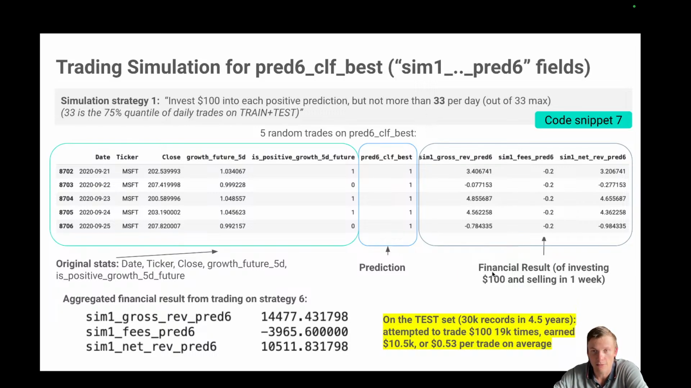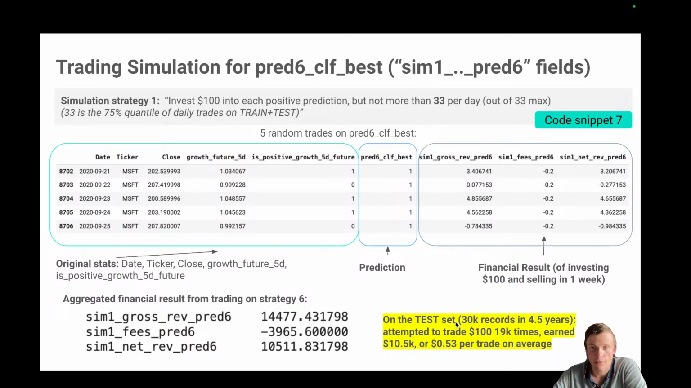And when you have this column generated, you can just summarize all of them on a test dataset on all cases of a positive prediction. So when the model predicted us to trade, we traded, we got some gross revenue, sometimes positive, sometimes negative, and in total it was about 14.5 thousand over 4 years. Then there was about 4,000 of fees, and net revenue was 10.5 thousand.